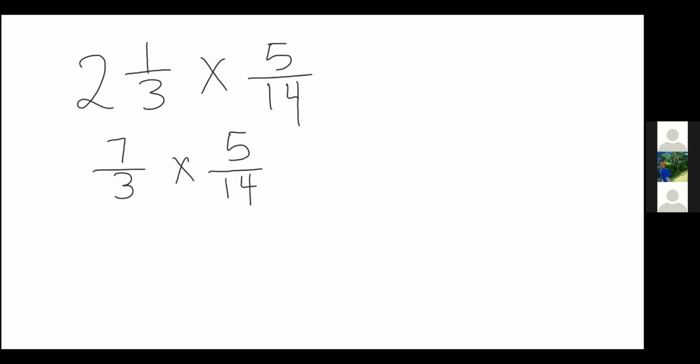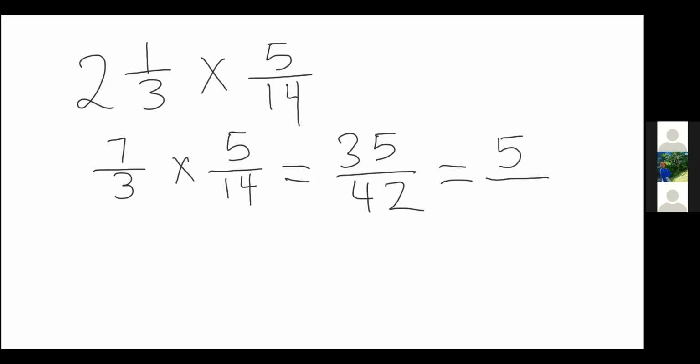Do we have anything we could cross divide? If we want to, we could cross divide the 7 and the 14. 7 into 7 is 1, 7 into 14 is 2, and then continue on. But that's an unnecessary step for me. I'll just say 7 by 5 is 35, and then 3 by 14 is 42, and I could simplify. Are there any numbers that go into 35 and 42? 7. So 7 into 35 is 5, and 7 into 42 is 6. So we end up with 5 over 6.